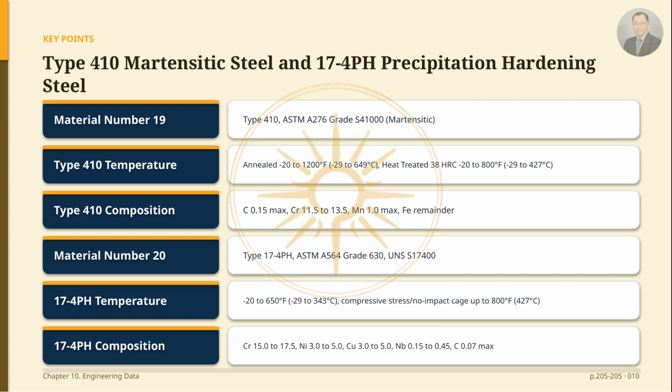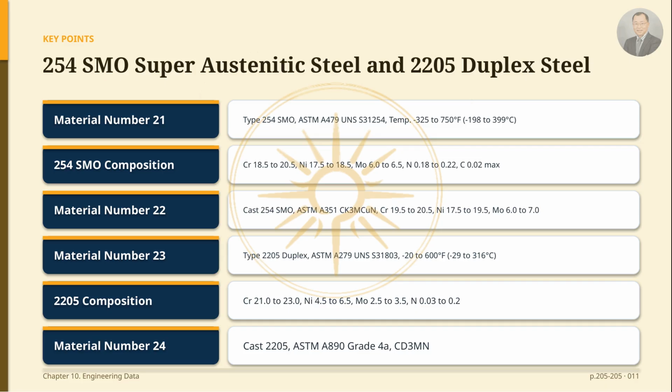The composition is 15.0 to 17.5% chromium, 3.0 to 5.0% nickel, 3.0 to 5.0% copper, 0.15 to 0.45% niobium, and 0.07% carbon max. I will now introduce the high alloy series, 254 SMO super austenitic steel and 2205 duplex steel.